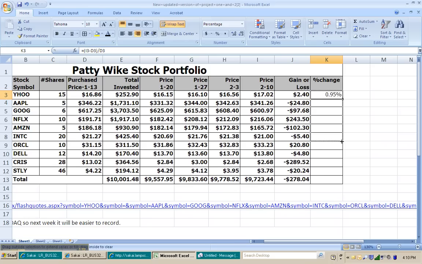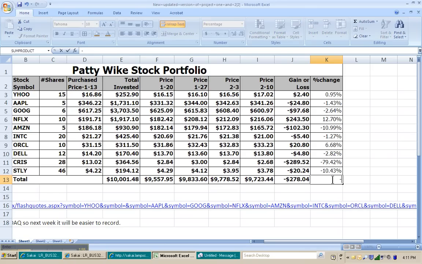What the heck? All right, that's correct, because it's 0.95%. You can't total this particular column. You can't total percent change. So what I'm going to do is just drag it down. Or maybe not. Okay, equals.